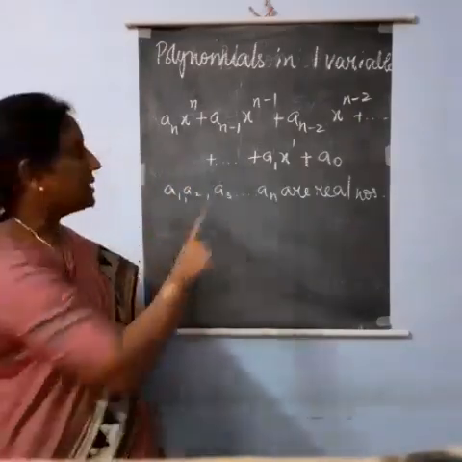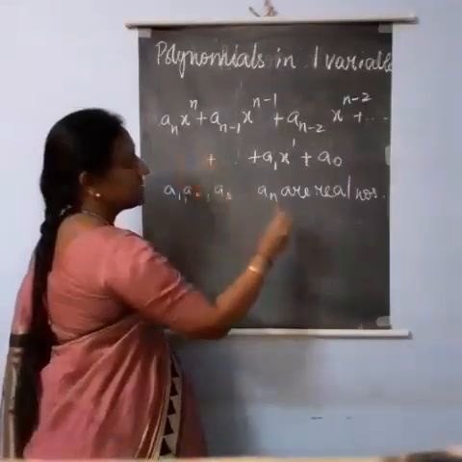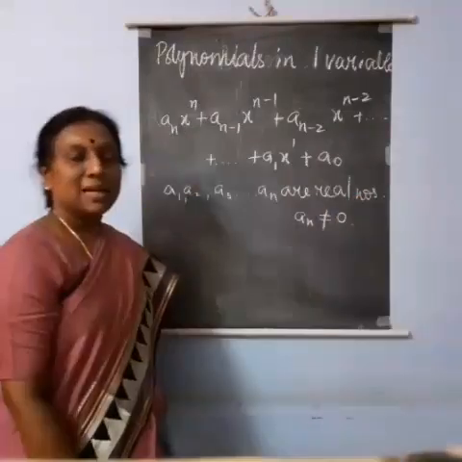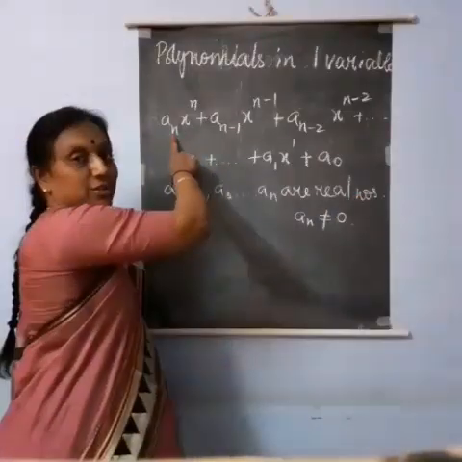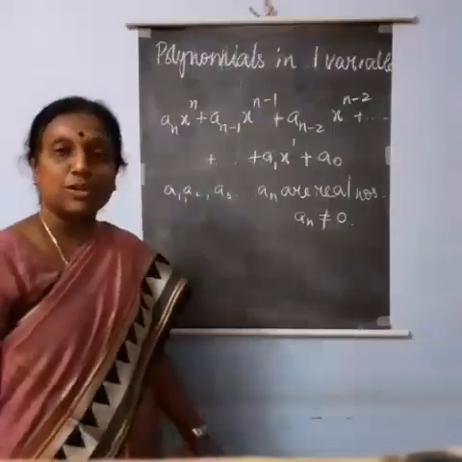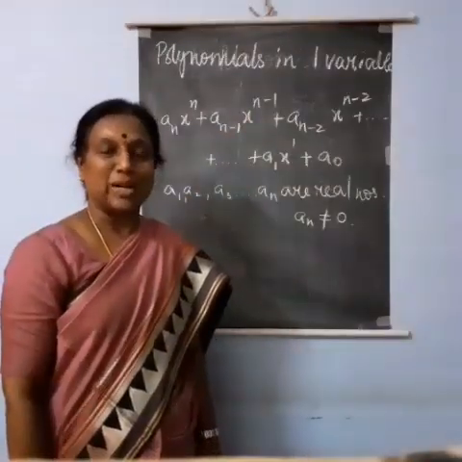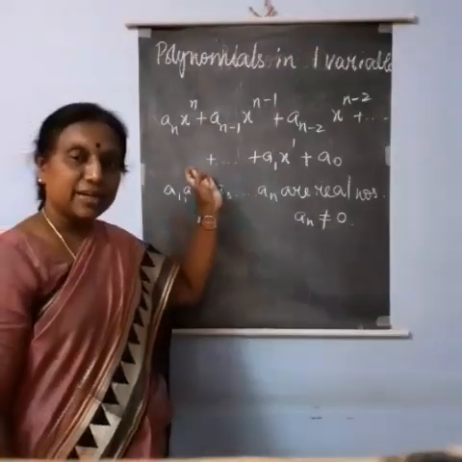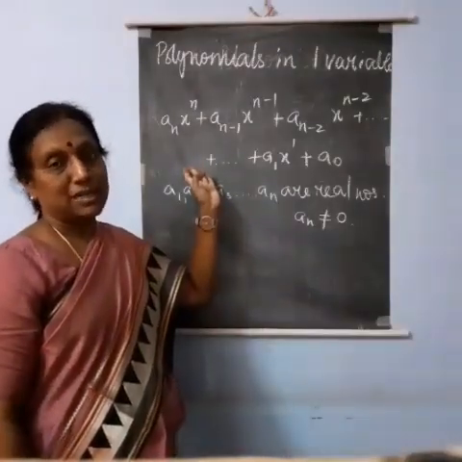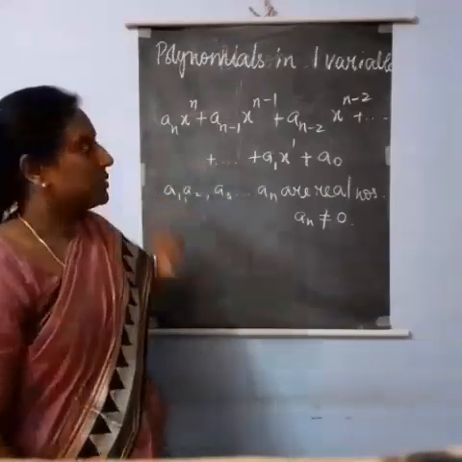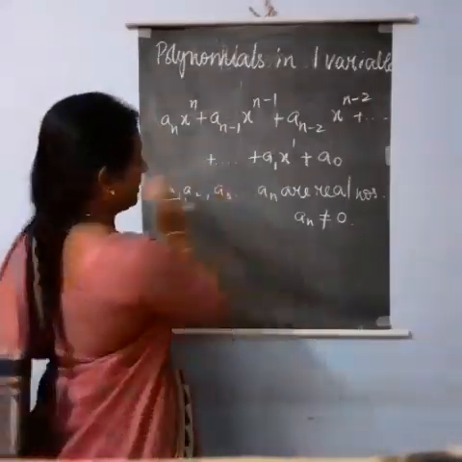Now if it has to be degree n, then this a_n should not be equal to 0. If a_n is equal to 0, then what happens? This term will become 0. Then the degree of this polynomial will become n minus 1. Have you understood? So this is the general form of a degree n polynomial in one variable. Did you understand? Okay.